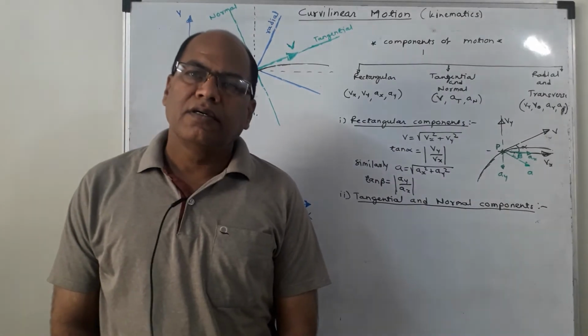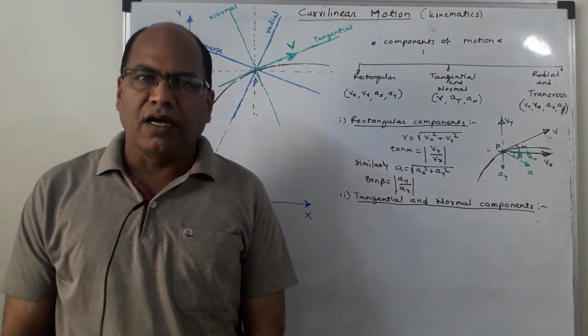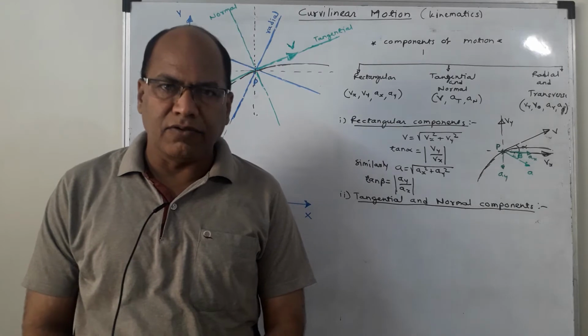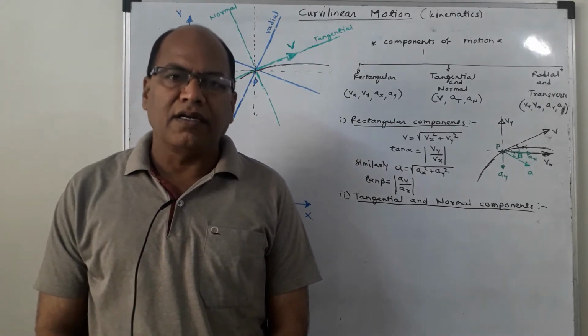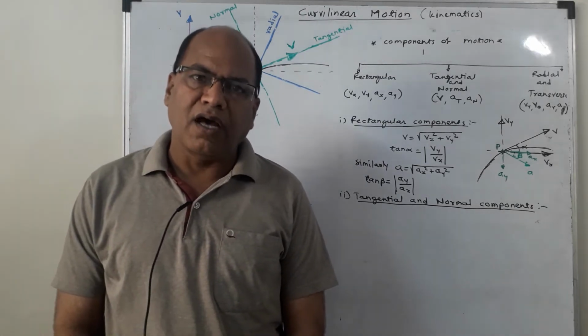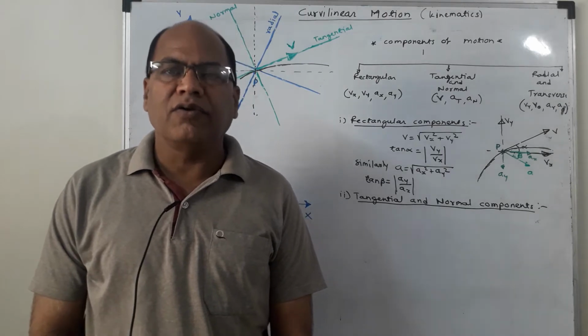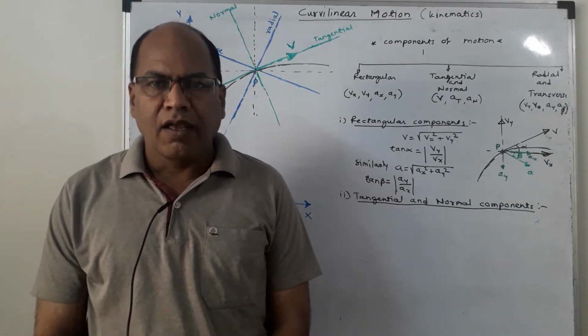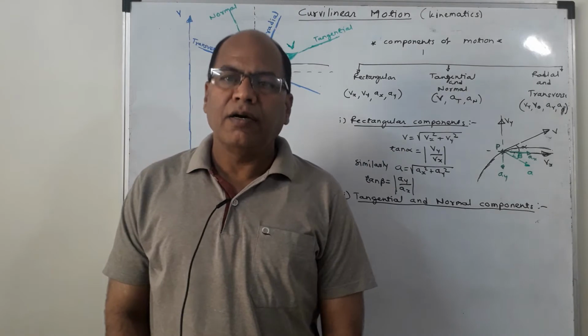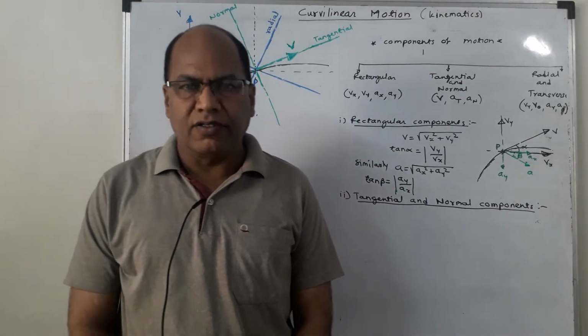Hello students, in today's lecture I am going to discuss curvilinear motion. If a particle performs motion along a curve, it is said to have curvilinear motion. Now the question is, why does a particle perform curvilinear motion?